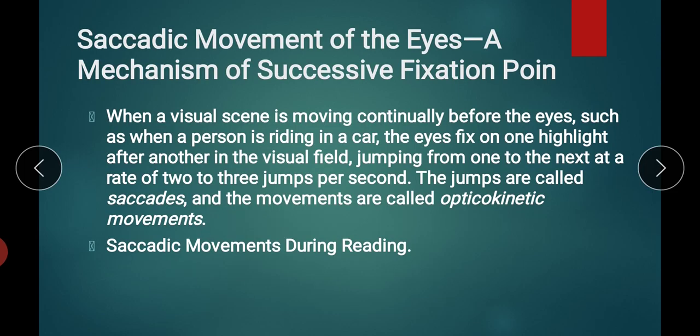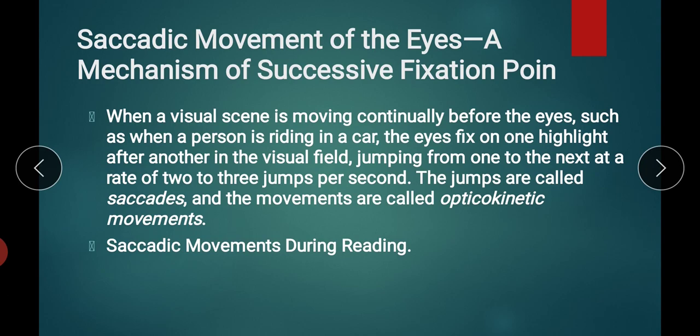Now, the saccadic movements of the eye, the mechanism of successive fixation points. When a visual scene is moving continuously before the eye, such as when a person is riding in a car, the eye fixes on one highlight after another in the visual field, jumping from one to the next at a rate of 2 to 3 jumps per second. The jumps are called saccades and the movements are called optokinetic movements.